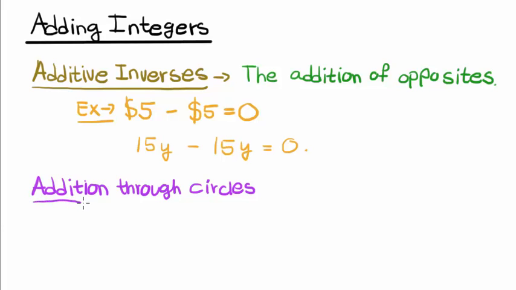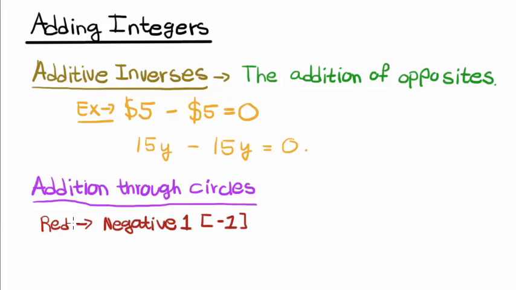What happens in this idea of addition through circles is that I pick a color. One color that I'll pick is red. So red will symbolize -1. On the other hand, I'll pick another color. In this case, I'll pick blue to represent +1.